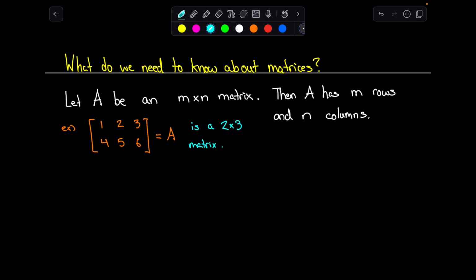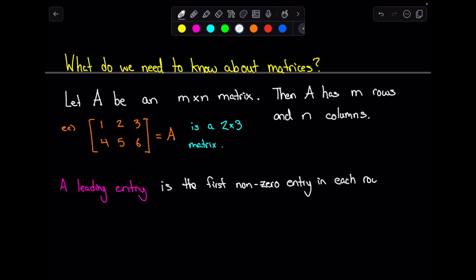Okay. Some other things that we want to know about is what we call a leading term or a leading entry. So a leading entry is the first non-zero entry in a particular row. So non-zero entry in each row of a matrix.